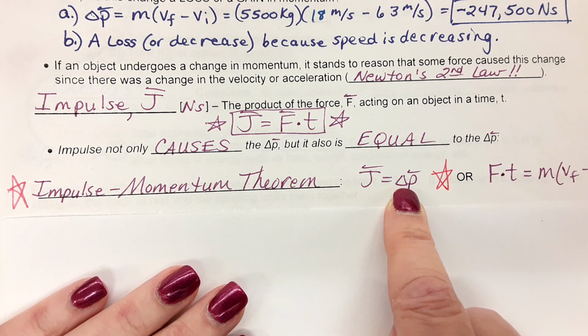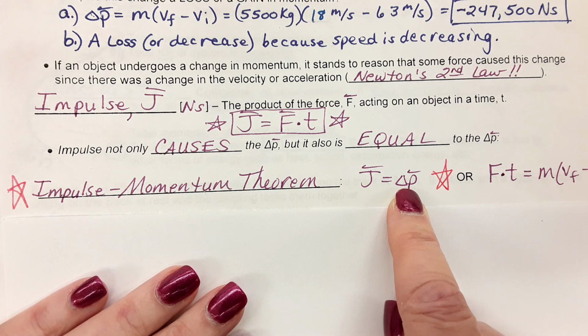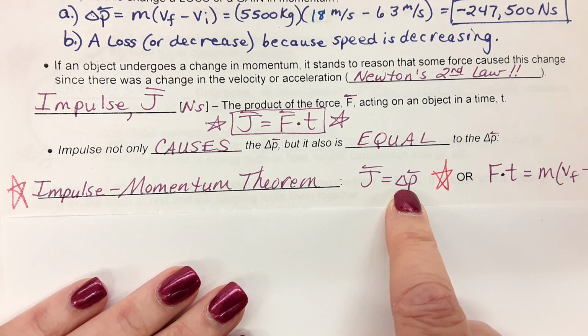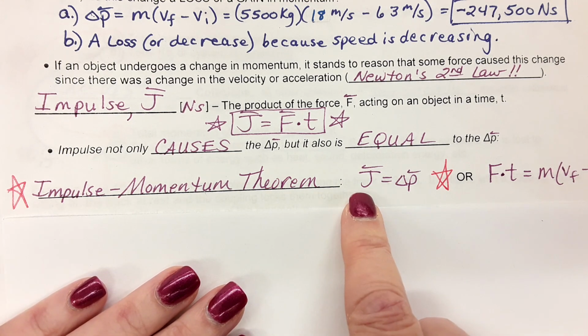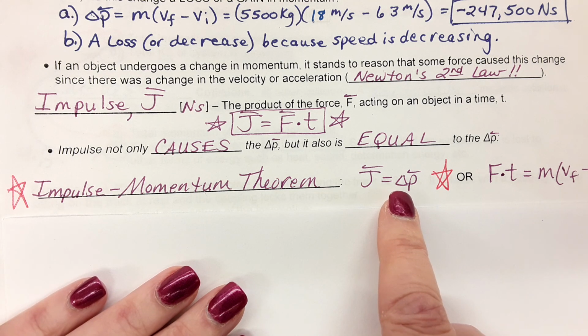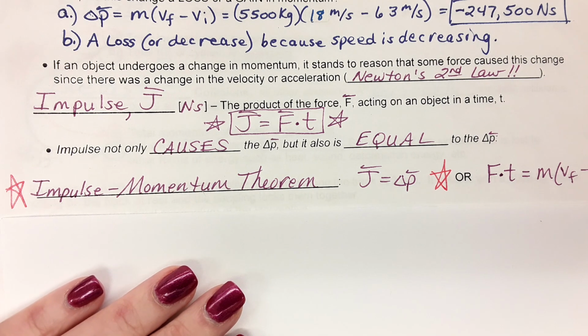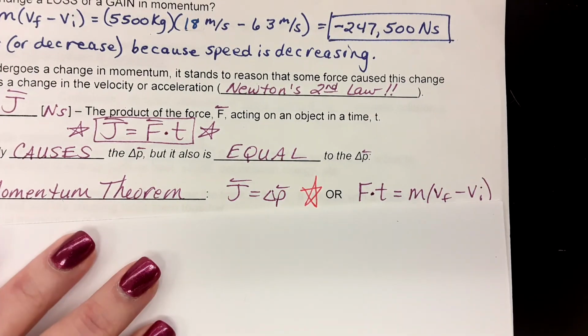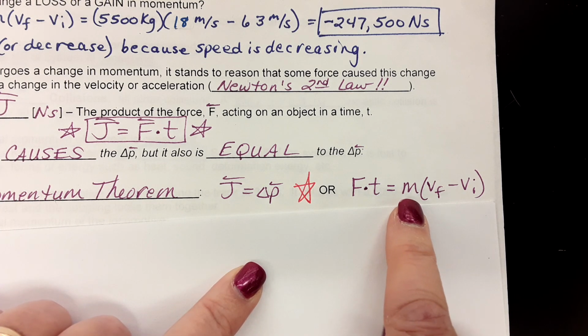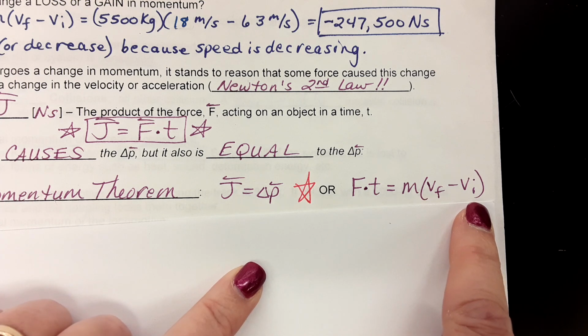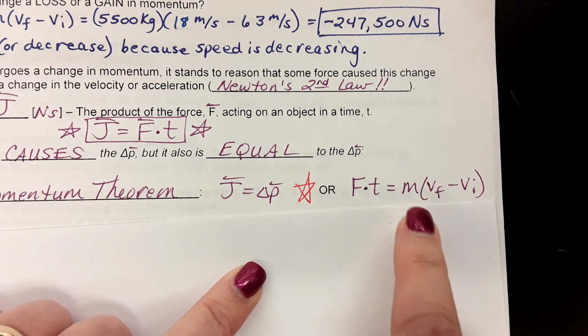Now, that's sort of analogous to what we already learned about work. We said work causes energy to be converted from one form to another, but it's also equal to the amount of converted energy, the change in energy. So it's a very similar situation. Impulse causes the change in momentum to occur, and it's also equivalent to that change in momentum. We could also write it like this. Since impulse is F times t, and change in momentum is m times the change in velocity, we could write it like that. Sometimes that is very helpful.